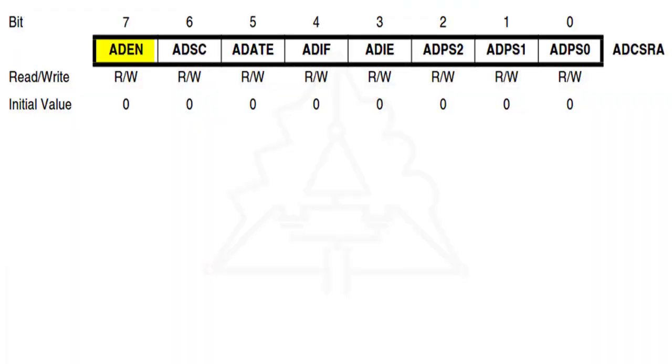Writing this bit to 1 enables the ADC. By writing it to 0, the ADC is turned off. In single conversion mode, write this bit to 1 to start each conversion. In free running mode, write this bit to 1 to start the first conversion.